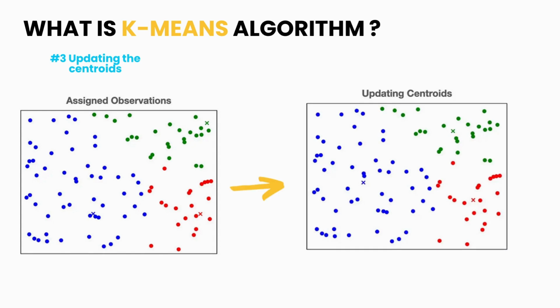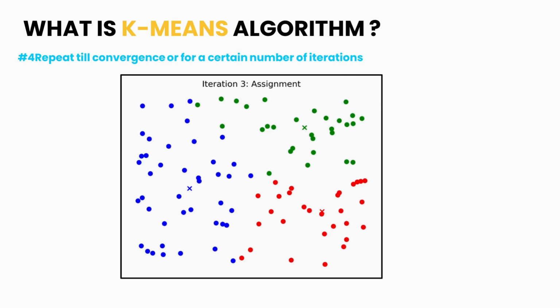4. Repeat. The assignment and update steps are repeated until the centroids no longer change significantly or a maximum number of iterations is reached.